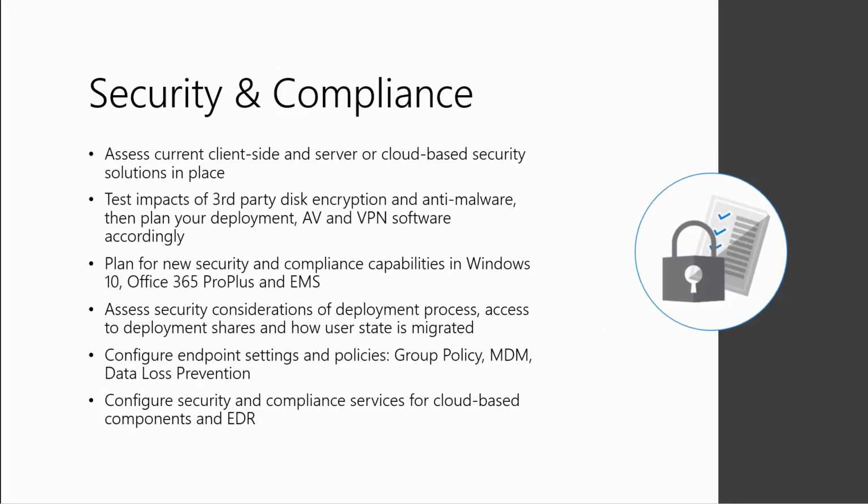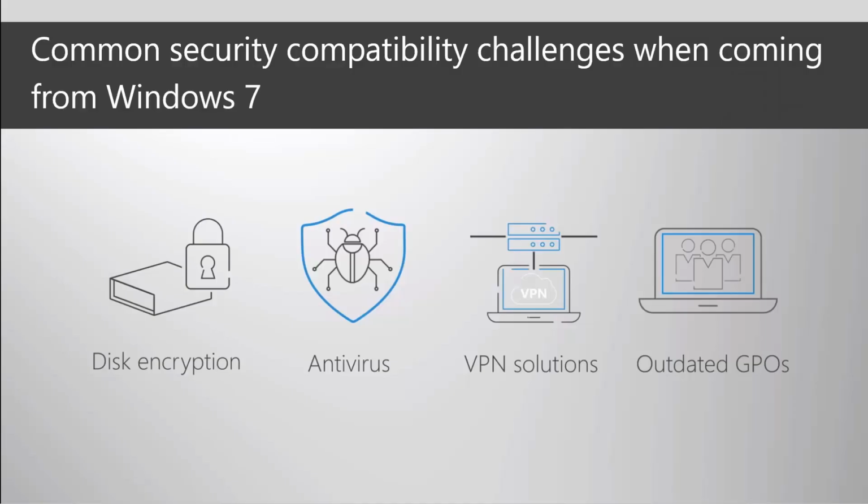All right, so let's talk about security and compliance. This is kind of towards the 6 o'clock side of our wheel. Now, this is where you're looking at the current tools that you have in place around security and compliance. Look at compatibility of things like antivirus and VPN software, and also disk encryption. Then look at new capabilities that you want to have as part of Windows 10 and cloud-attached capabilities through Azure AD, or things like Windows Defender ATP, for example. All of these things are considerations that you'll make as part of security and compliance.